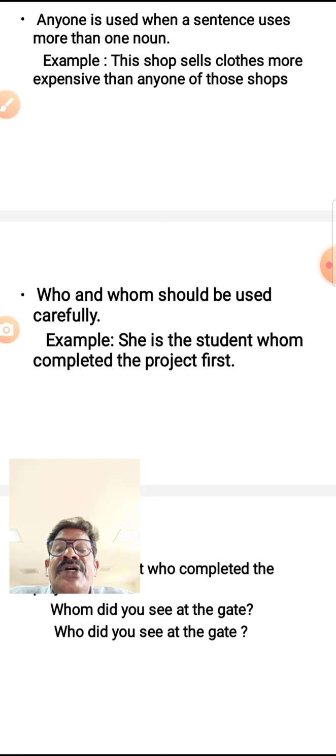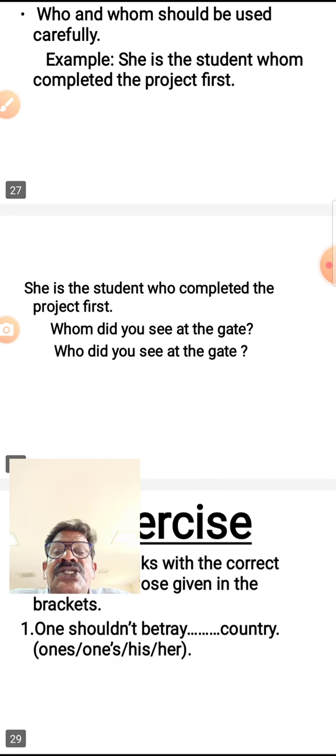And now let us come to the next one. Who and whom should be used carefully. So, whenever you are dealing with who and whom, we have to be very careful. Examples. She is the student whom completed the project first. She is the student who completed the project first. Whom did you see at the gate? Who did you see at the gate?